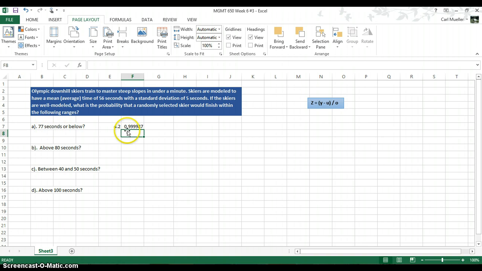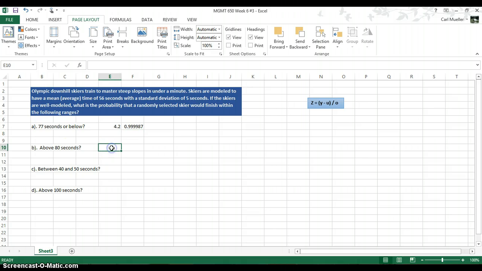That for 77 seconds or below, the probability is 99% that skiers will fall at 77 seconds or below. Now you think, wow, that's really high. Well, of course it is possible, because look how tight knit. The average is 56, a standard deviation of 5, so at the very least it's 61 seconds, or 56 plus 5. So it's reasonable to think that almost all of the Olympic skiers would have 77 seconds or below.